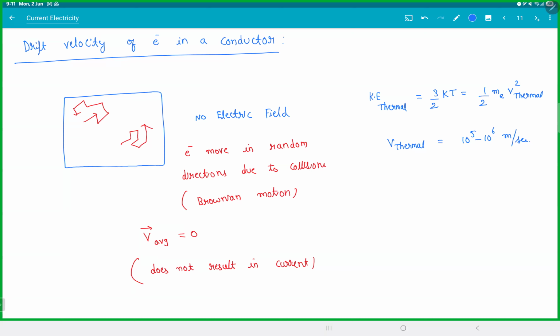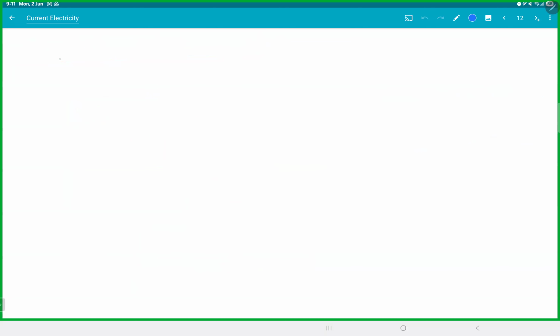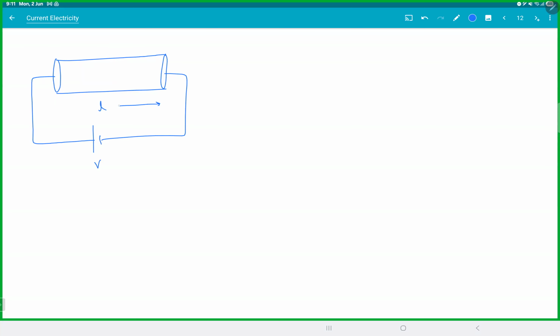So one thing is clear. This is not going to create any current. Then who creates the current? So if you take the same conductor and try to put it in a battery, let the voltage be V and let the length be L. We know, we have seen, electric field will be potential difference by length.